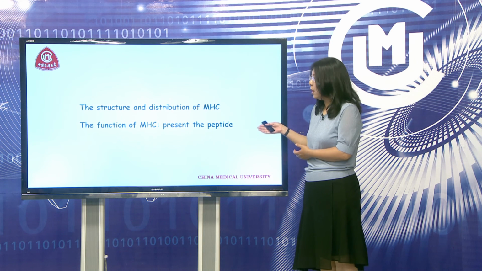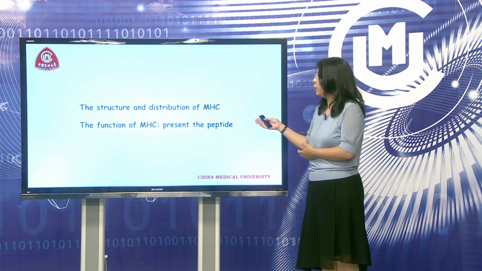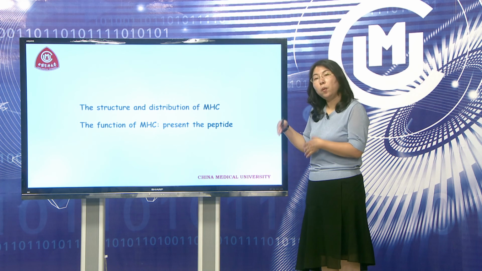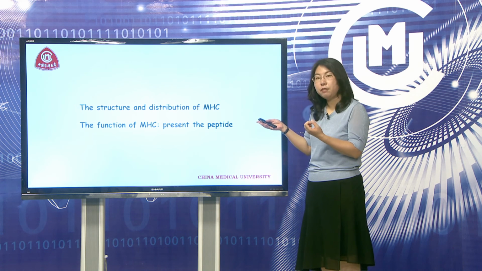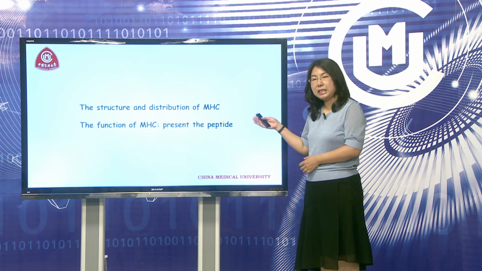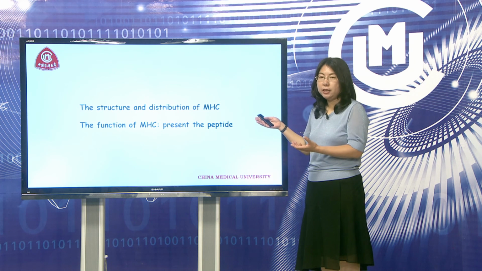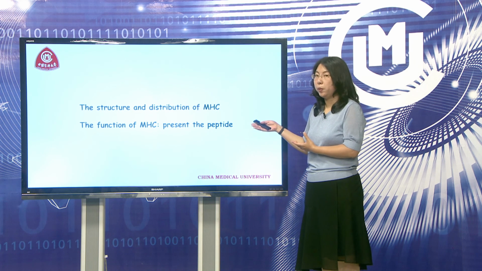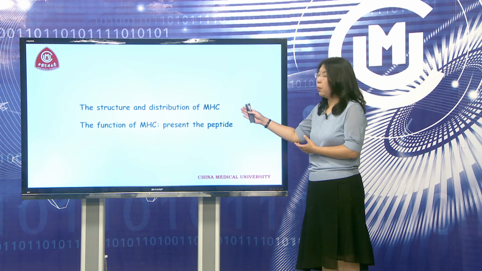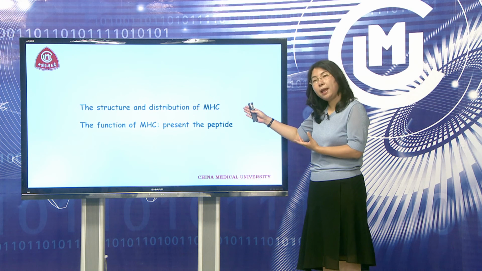So in this section, we learned the structure and the distribution of MHC. What is the structure of the class 1 molecule? One heavy chain, the alpha chain, right? And the class 2 molecule is a dimer. One is the alpha chain, the other is the beta chain. And you should know the function of the MHC molecule is to present antigen.